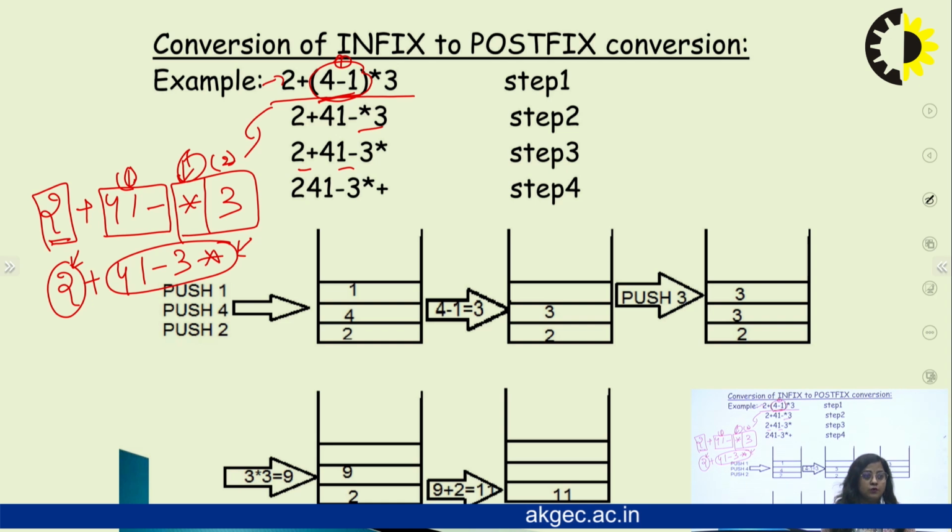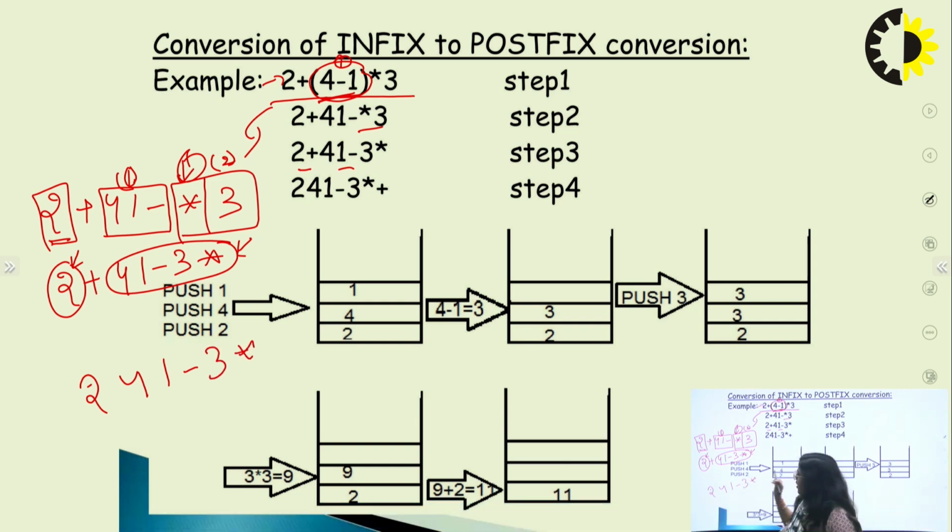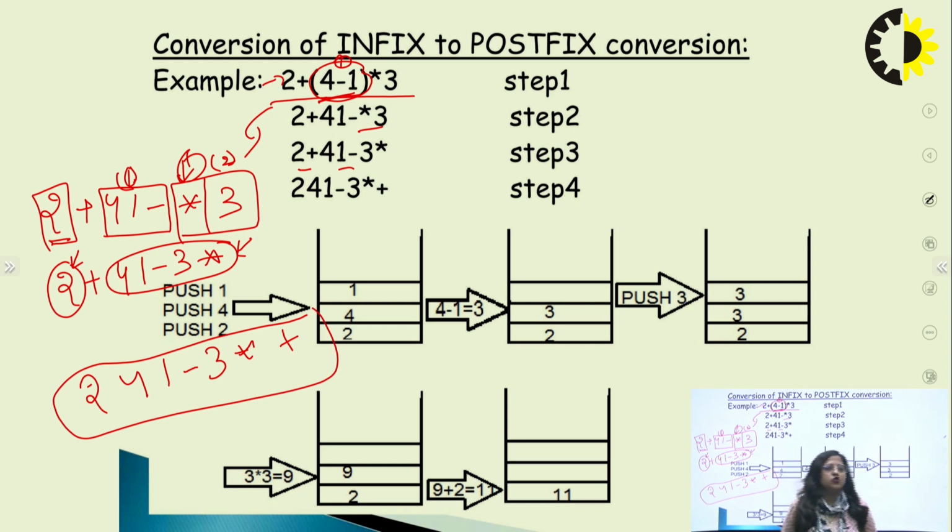First, 2, the first operand, is 2. Now apply the second operand, whole 4, 1 minus 3 star. And now apply the operator, and the operator is plus. So this is the final conversion to postfix. Got it? This is the same. Now use the sum for evaluation of this expression. How to evaluate this expression?